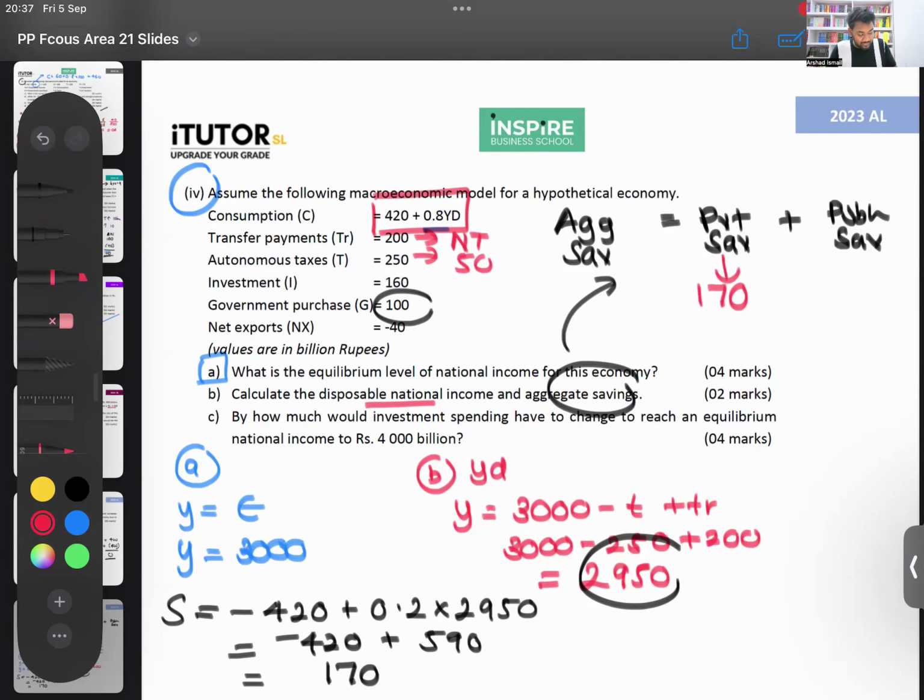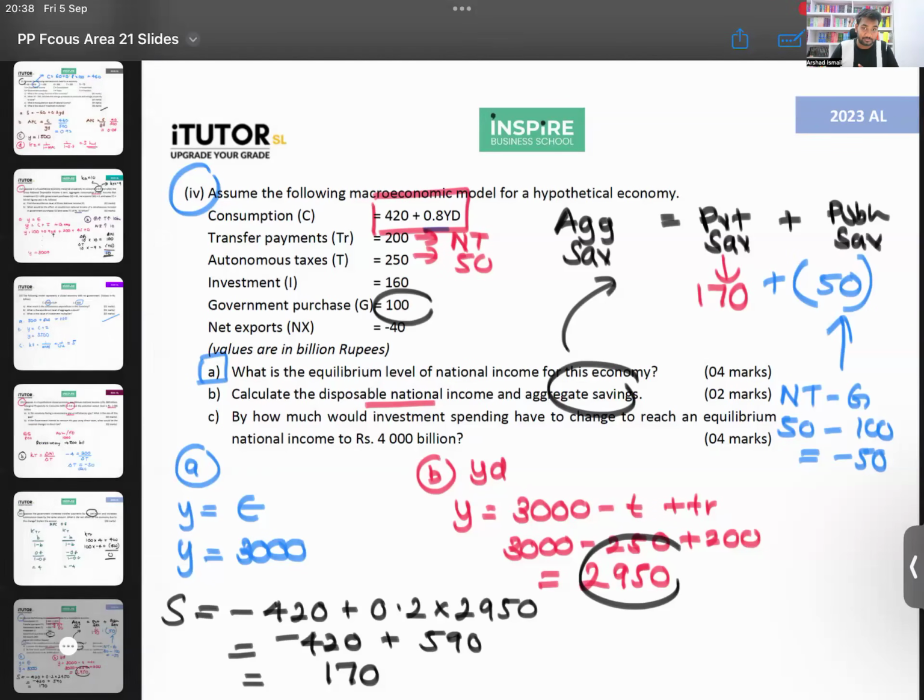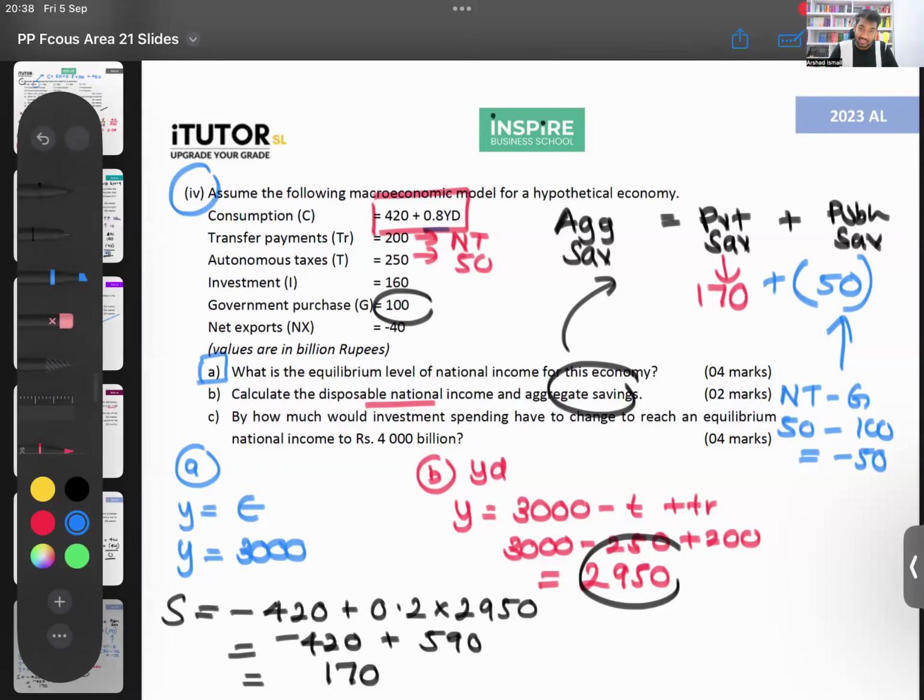That is their income. So how do you get government savings? Government's net taxes, income minus expenditure. Government's income is 50, tax minus transfer. Government's expenditure is 100. So how much is government savings? Government savings is negative, minus 50. That's what our government always does. So how much is your aggregate savings? Private savings is 170. Public savings is minus 50. Your aggregate savings is 120. That is that.